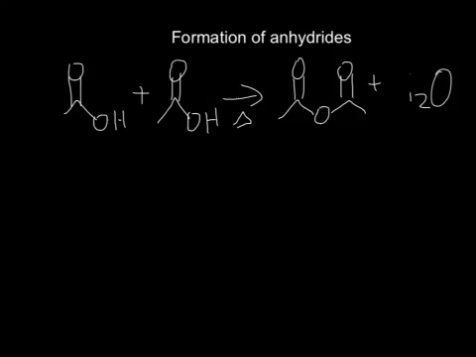The next thing on the list is to form an anhydride. This occurs from two carboxylic acids along with heat. That's what this triangle stands for, heat. And then you get an anhydride and you get water, which is leaving.